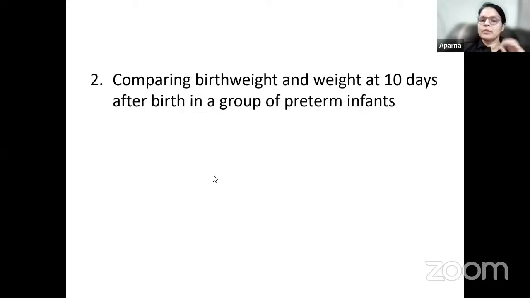With what test would you compare the birth weight and weight at 10 days after birth in one group of preterm babies? Now the important thing to note here is, is this the same baby that you're taking? Yes, for the same baby, we're going to check the birth weight as well as the weight at 10 days. And how many groups do we have? We just have one group of preterm infants, and for each of these infants, we're going to check the birth weight and the weight at 10 days. So here, we are going to use a test called the paired t-test. Why do we use a paired test? Because both these parameters are measured from the same baby.